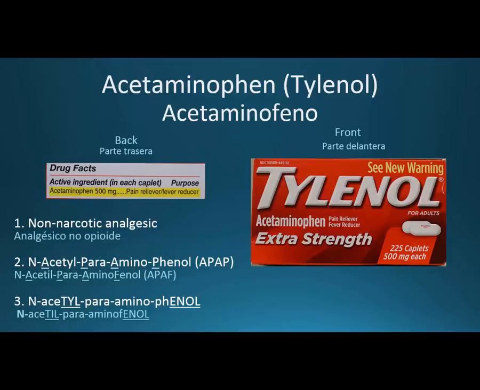And the chemical name, N-acetyl-para-aminophenol, the APAP, simply changes to APAF. And then same thing again, we're just trying to get the Tylenol out. So if you were to change Tylenol to something that pulls more from the Spanish, it would actually be T-I-L-E-N-O-L from the acetyl, which becomes T-I-L versus T-Y-L in the English.